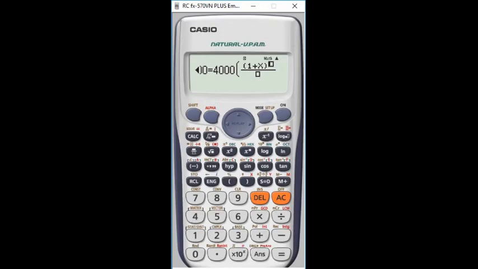We are going to calculate for 3 years. Put 3, then press right, getting out from the power value, minus 1. Here we have completed the values at the numerator. Now we are going to put the value at the denominator.